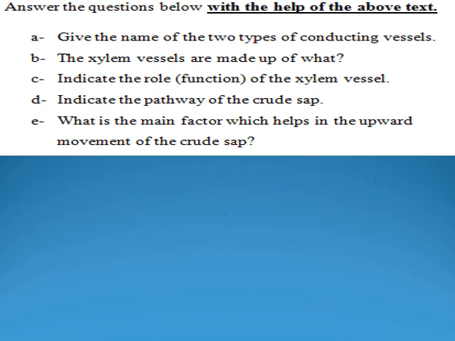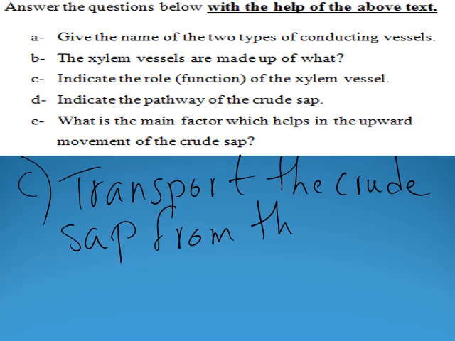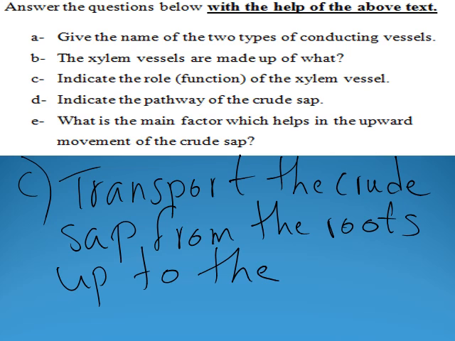Moving to part C. Indicate the role or the function of the xylem vessel. Yes, Joel. The function of the xylem or the role of the xylem vessel. Transport crude sap from the root up to the leaves. Transport the crude sap. This is the main function, transportation of the crude sap from the roots up to the leaves. And to be more clear, from the root hairs up to the leaves.